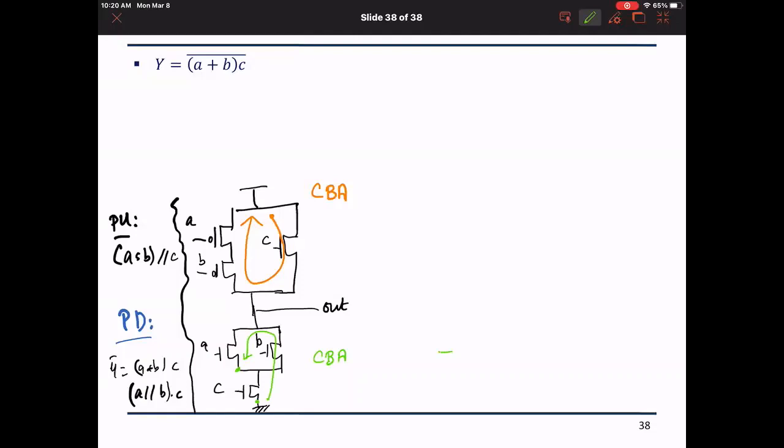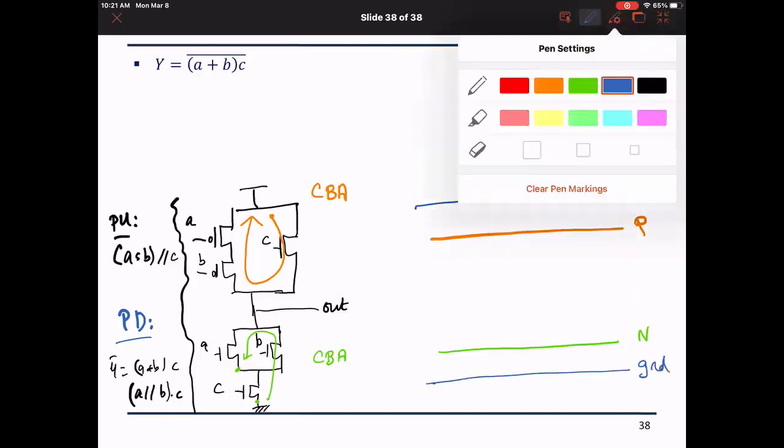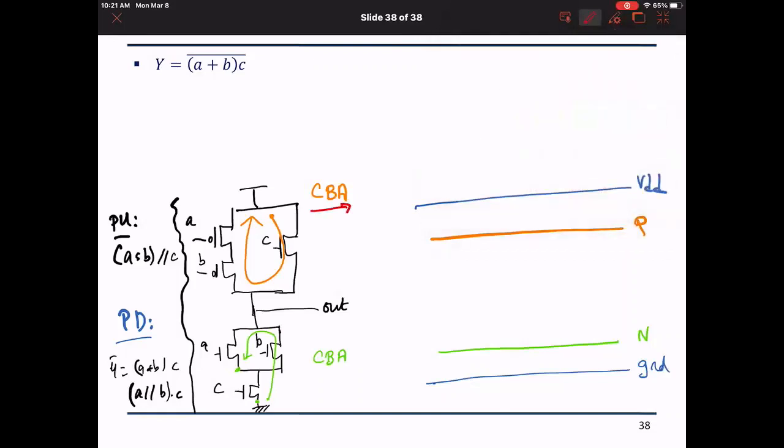So we will draw the N diffusion, and we will draw the P well and the P diffusion, and we will have the VDD and the ground. Okay, and we will have now, since they are of the same order CBA, I can now put poly 3 stretches for the 3 inputs, and they will be called C, B, and A, and it is the same input up and down. Okay?